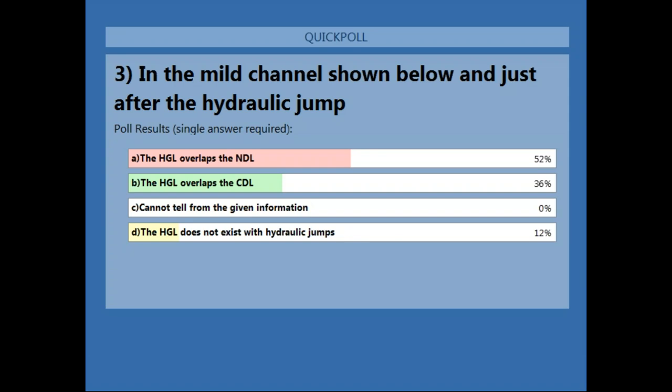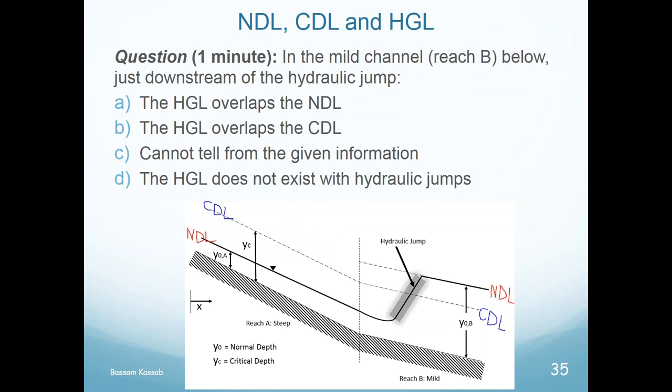And since in this diagram, Robert, can we go back to the slide I have? So we can see, if you said the HGL is the water surface, and this diagram shows you after the jump, water is at uniform depth. It's along the MDL. So since the water is along the MDL, that means the HGL is along the MDL, and the correct answer was A.